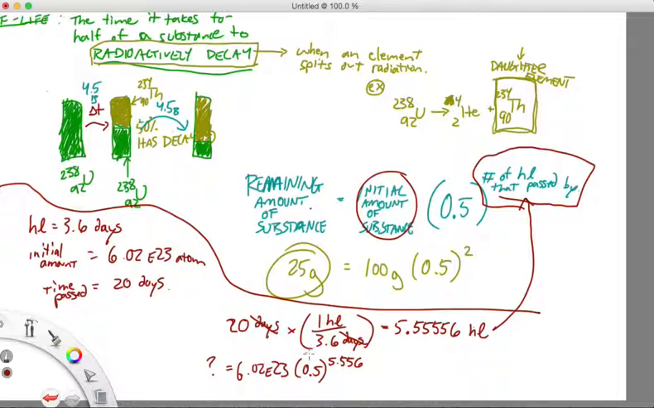And I'm going to get as a final answer, there it is. The final answer is 1.2. I'm going to use sig figs here. There are only 2 sig figs, so it's going to be 1.3e22 atoms remaining.